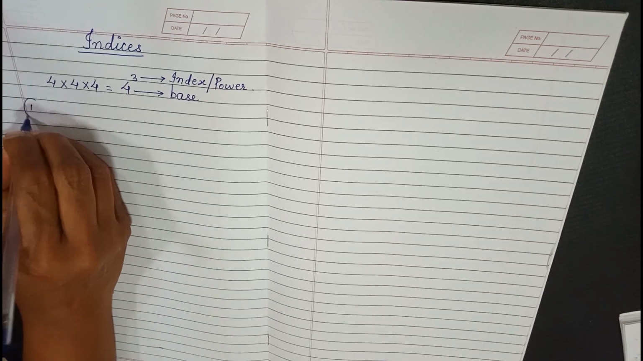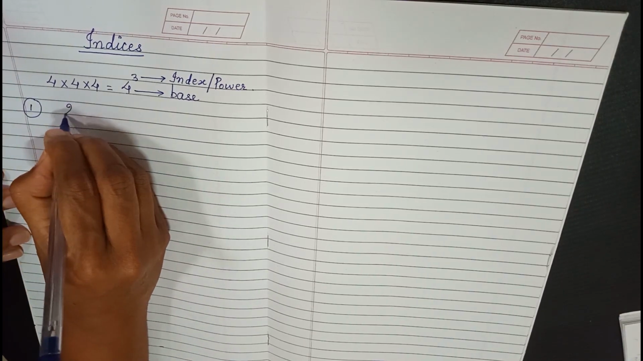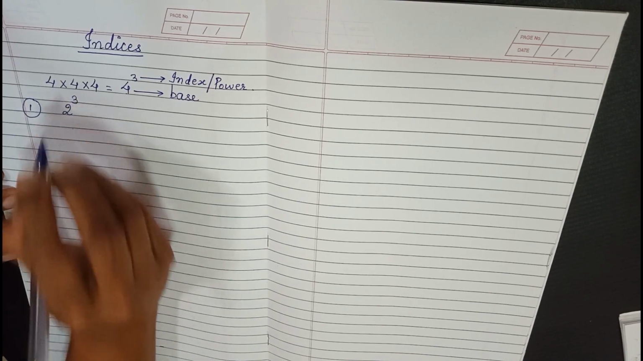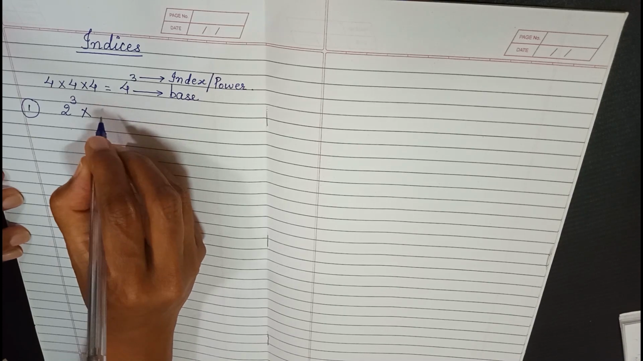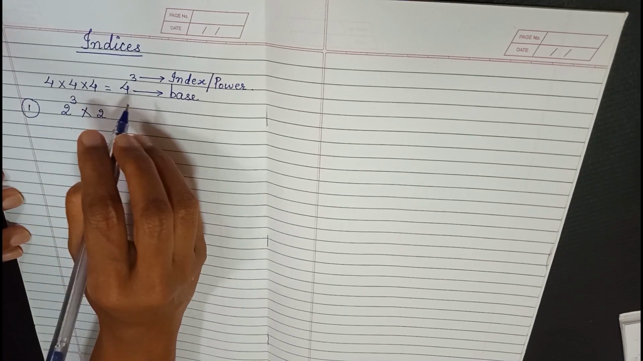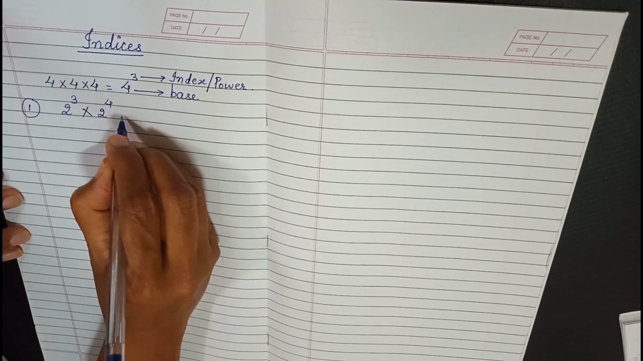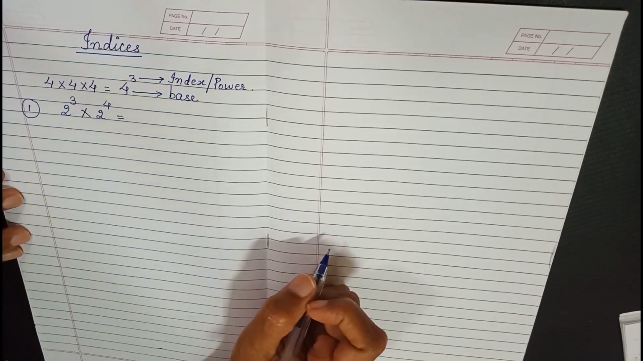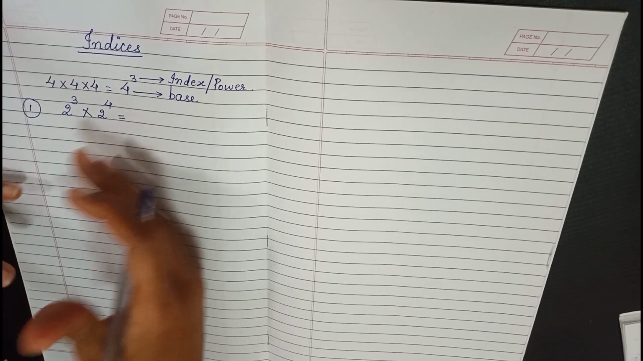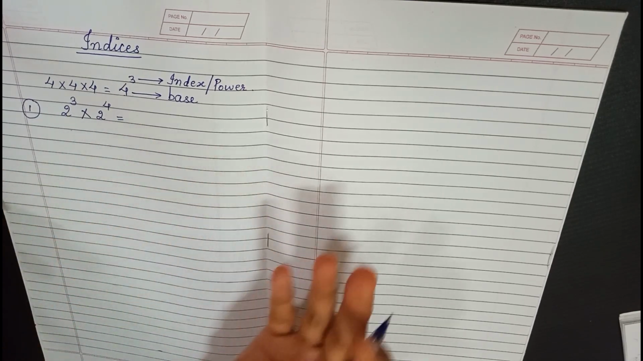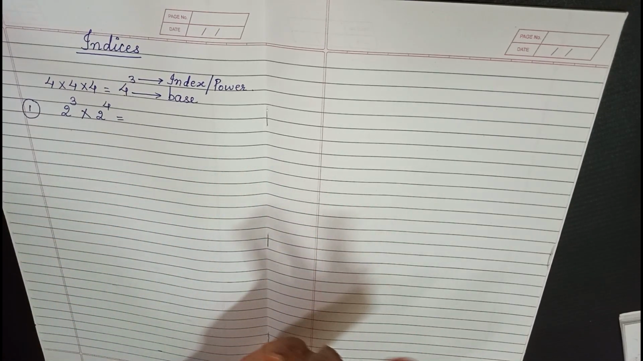Okay, so let's say the first rule. Let us say I have a number 2 which is to be multiplied 3 times, and along with that I have another number 2, which is again to be multiplied 4 times. Then what do I get as an answer? So rather than expanding each and every number and then seeing how many times, we should know some common rule. So let's see how we get it.